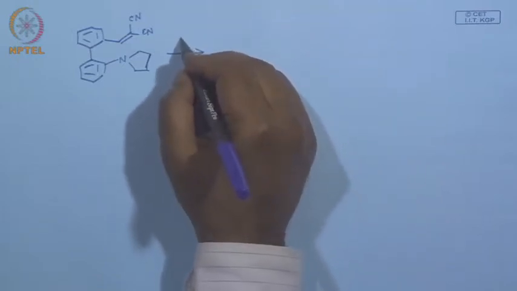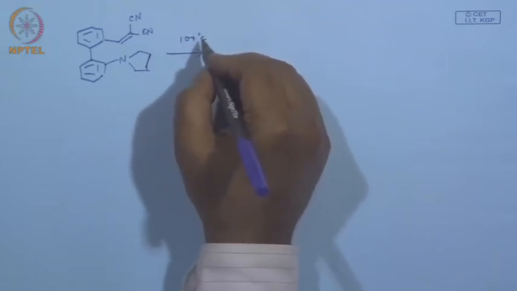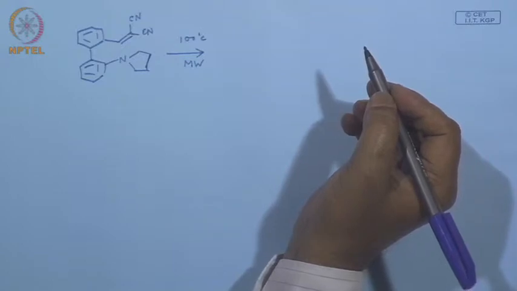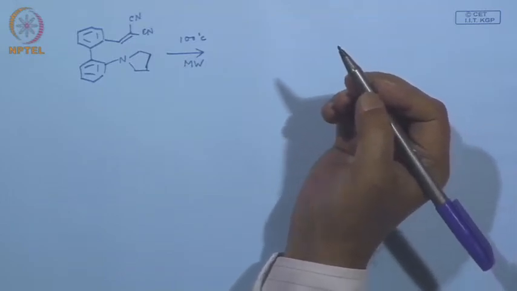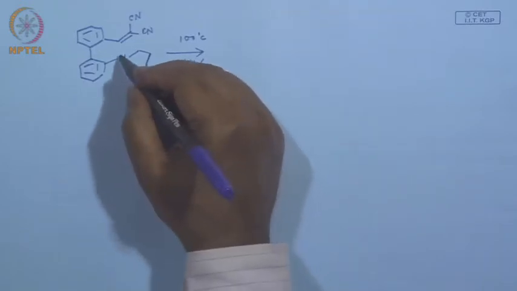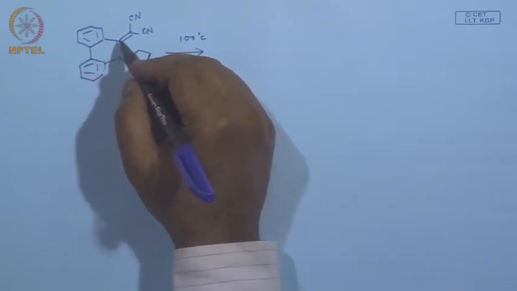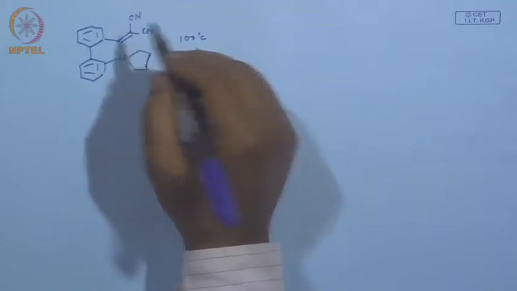So, temperature is 100 degree centigrade with microwave heating. So, what is the product? What is the product? You can do all kinds of things, nitrogen lone pair going through this benzene ring, when this thing, that thing, that eventually you get a zwitterion, positive charge thing.